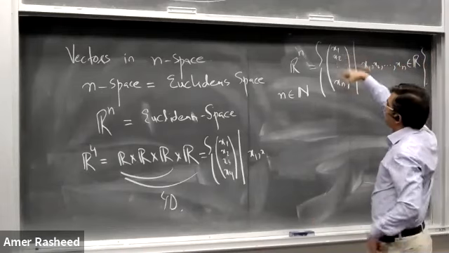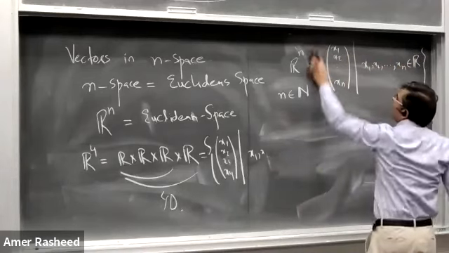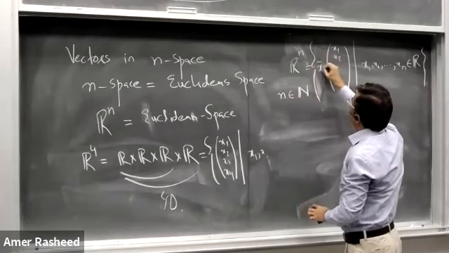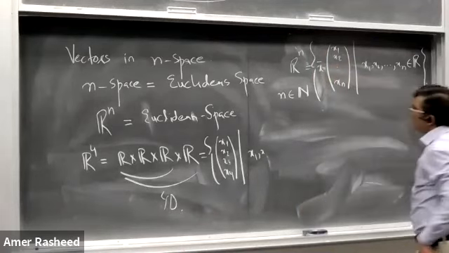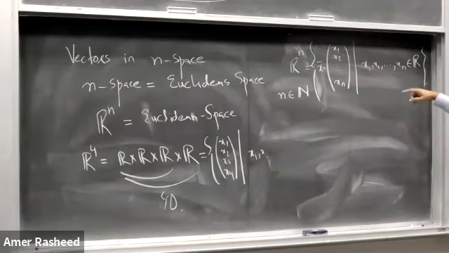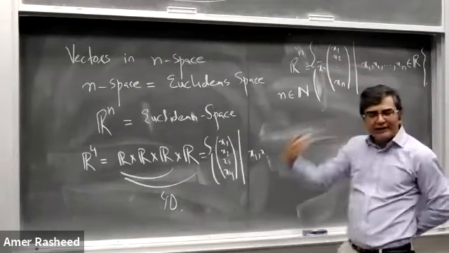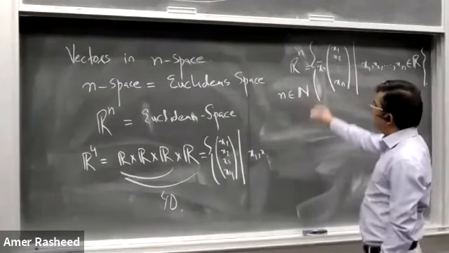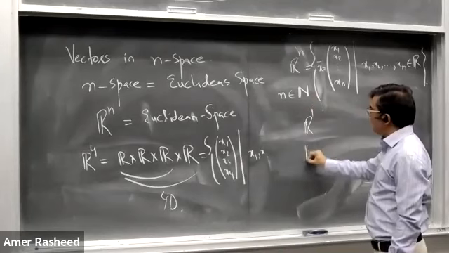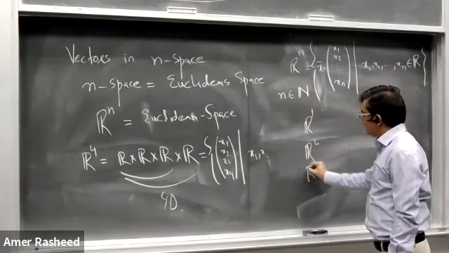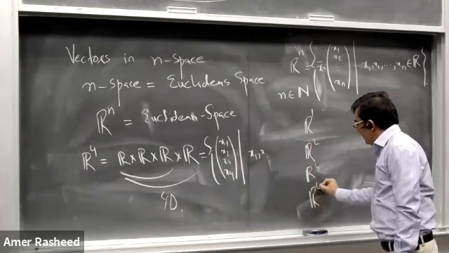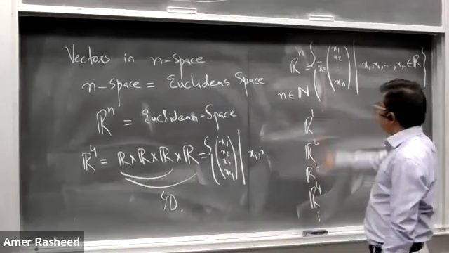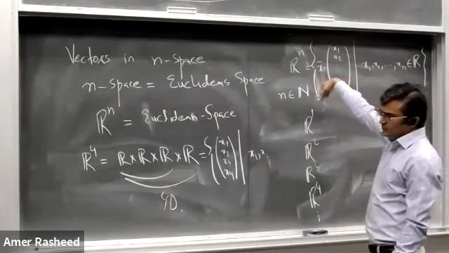And these vectors are denoted by small alphabet letters with a bar on them. So this is how we define Rn, n space or Euclidean space. Euclidean spaces are R1, R2, R3, R4, and so on. These are all Euclidean spaces, but the elements of these spaces are now treated as vectors.